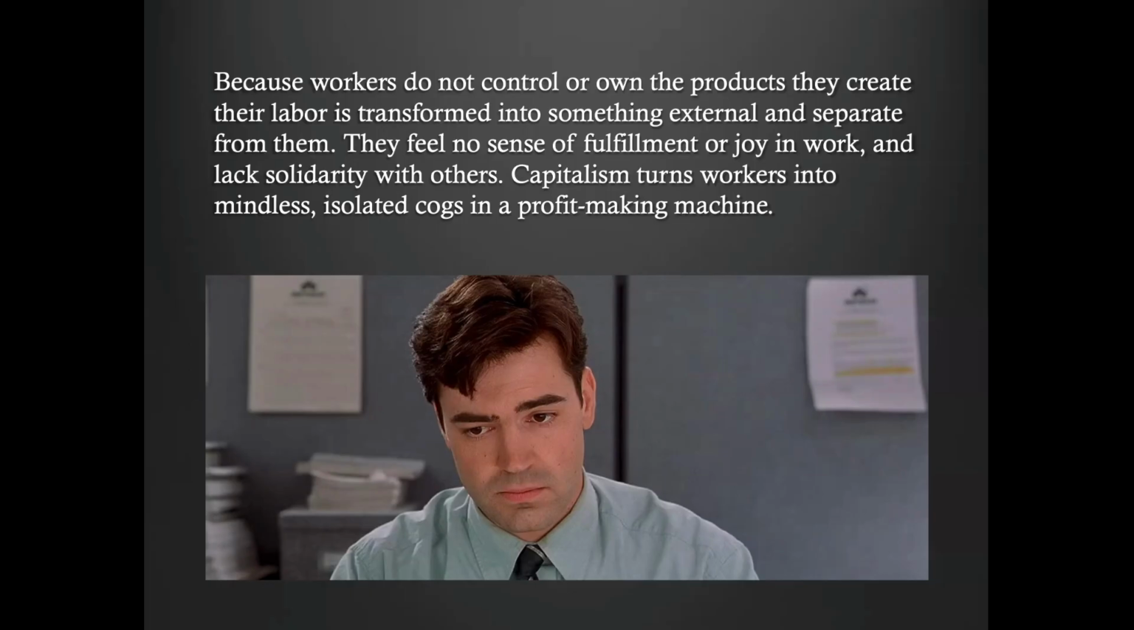Think about that. Monday morning comes around and you dread going to the office because it's the same thing every day, just more drudgery, more monotony, more despair. You don't feel a connection with anything that you're doing because you don't see the fruits of your own labor. Capitalism turns workers into mindless, isolated cogs in a profit-making machine. That's all that you are. You're just a cog in their machine.